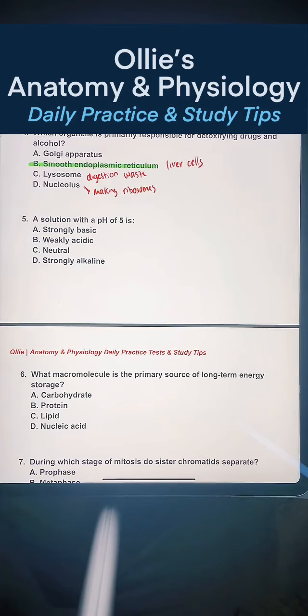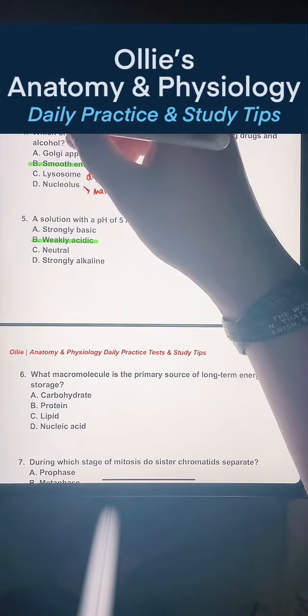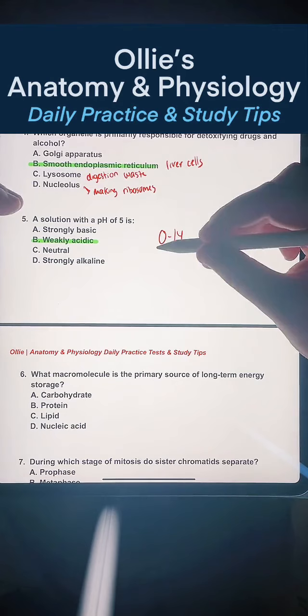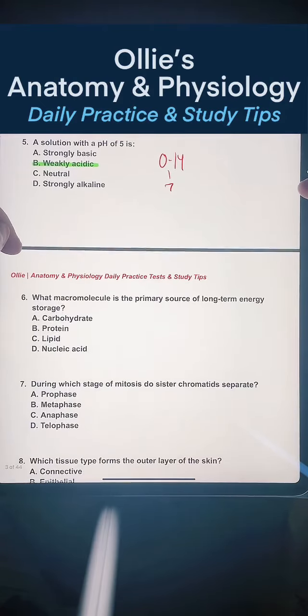All right, number 5. A solution with a pH of 5 is B. It is weakly acidic. Remember, our pH scale goes from 0 to 14. We're closer to 0, acidic, closer to 14, that is basic. So the pH is 5, so it is below 7. So it would be acidic, but it's not strongly acidic. A and D, those are strongly basic, which means the pH would be above 9, and then C neutral is 7. All right, let's move on to number 6.